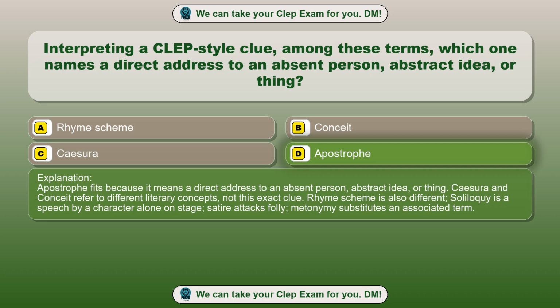Apostrophe fits because it means a direct address to an absent person, abstract idea, or thing. Caesura and conceit refer to different literary concepts, not this exact clue. Rhyme scheme is also different. Soliloquy is a speech by a character alone on stage. Satire attacks folly. Metonymy substitutes an associated term.